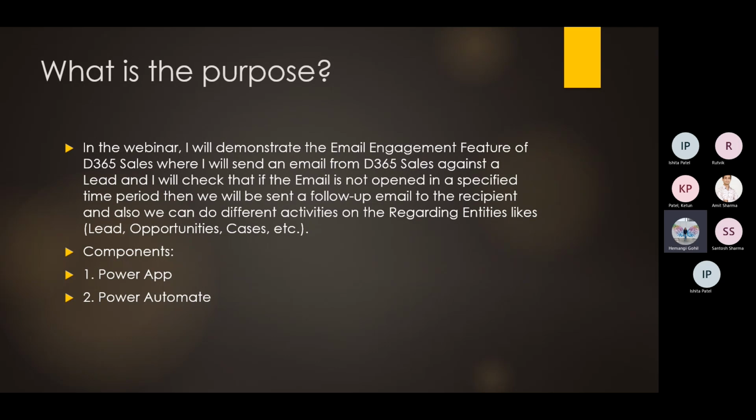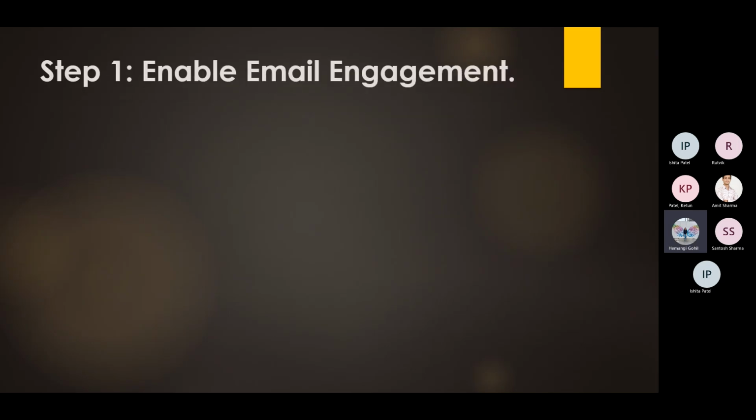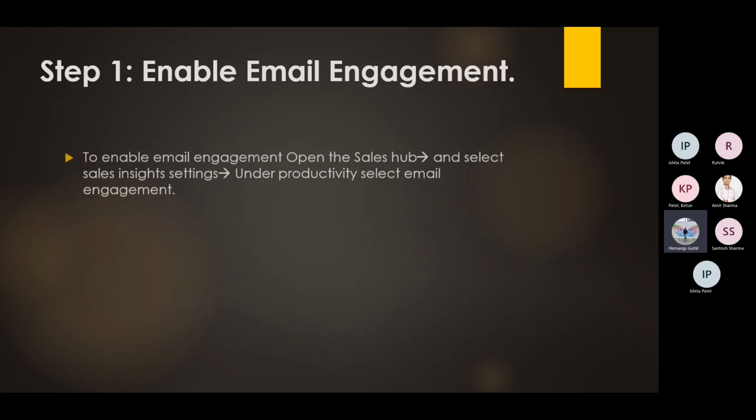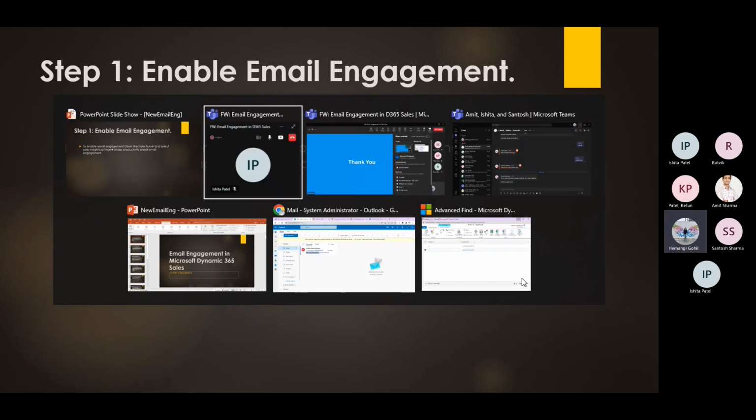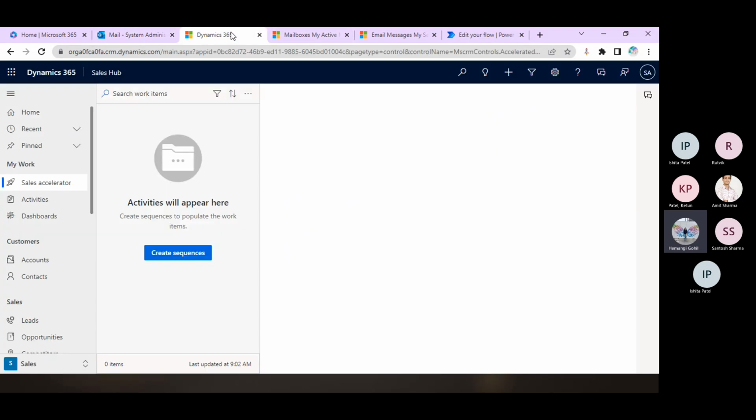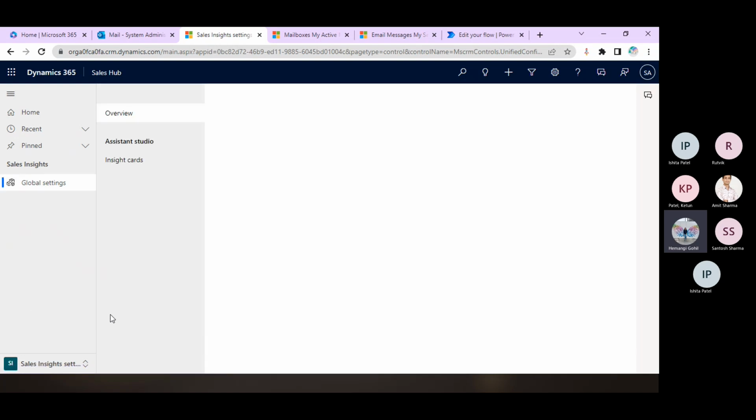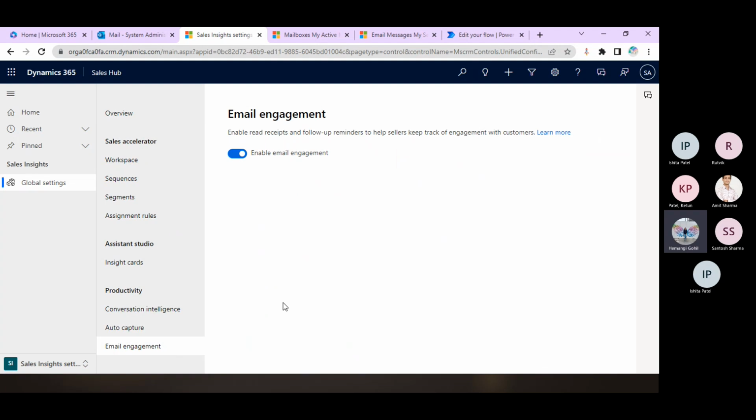Let's move to the configuration steps of email engagement. Step 1. Enable email engagement. So let's see where we can enable this email engagement functionality in Dynamic 365 Sales. First of all, you have to open your Sales Hub app. After that, you have to select the Sales Insight setting. Here, under the productivity, there is one option which is email engagement. You have to select this option. As you see, I have already enabled this functionality for our webinar. So you have to enable this functionality.